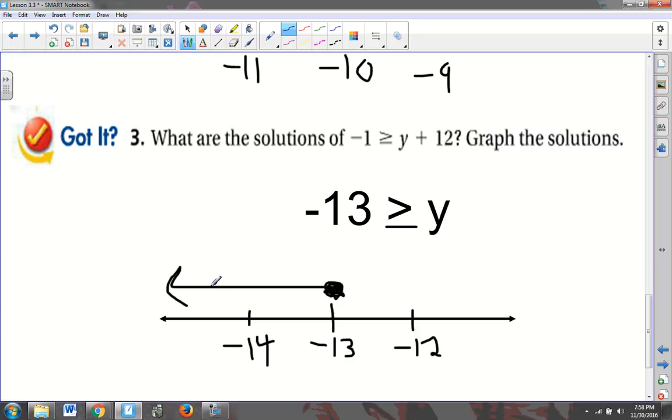If you have any questions about solving inequalities using addition or subtraction to get the variable by itself and then graphing, please make a note to ask me in class tomorrow.